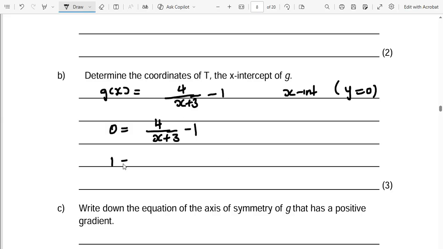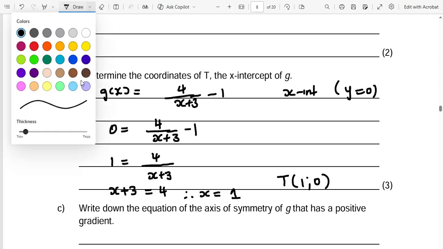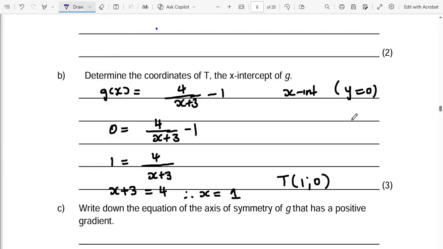Let's bring the 1 this side to be positive, because we first have to isolate that fraction so that we can multiply both sides by the x plus 3. So we cross multiply, this will be 1 multiplied by x plus 3, which is just x plus 3, equate this to the 4. So I think now you know what happens next. The 3 comes to the other side. x will just be 4 minus 3, that's 1. So x is 1, and then the coordinates of T will be x is 1 and the y coordinate is 0. So just 1 and 0. I just want to make sure that I go back here and redo this.